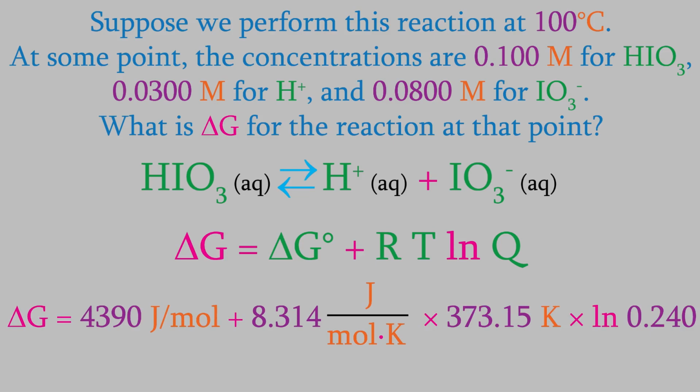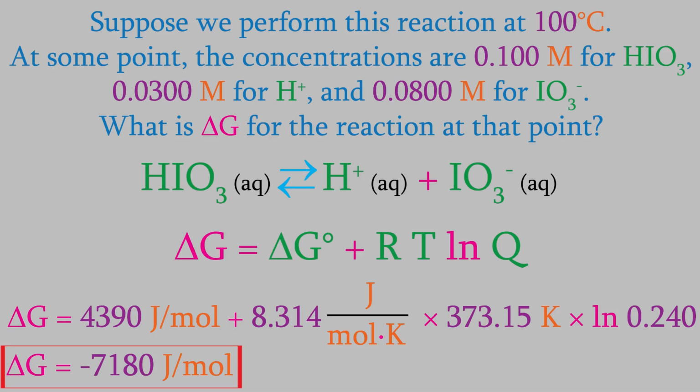When we perform the calculation, we get negative 7,180 joules. What does that tell us? Well, the Gibbs free energy is large and negative, so it's telling us that at this temperature, when we have these concentrations for the compounds, the reaction spontaneously goes to the right.